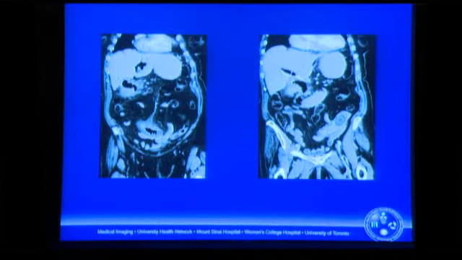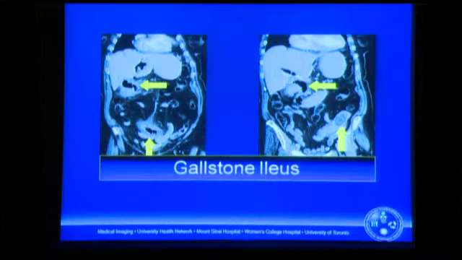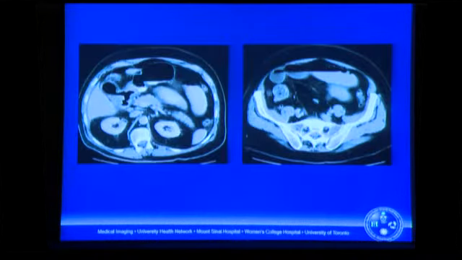And here are images from the CT. And now we see gas in the gallbladder. There's gas in the biliary system. And of course, there's her gallstone. So the gallstone that we had seen on the ultrasound has now migrated through a cholecystoduodenal fistula and is now sitting in a mid-small bowel loop. You see some bowel thickening in the image on your left. And this, of course, is so-called gallstone ileus.